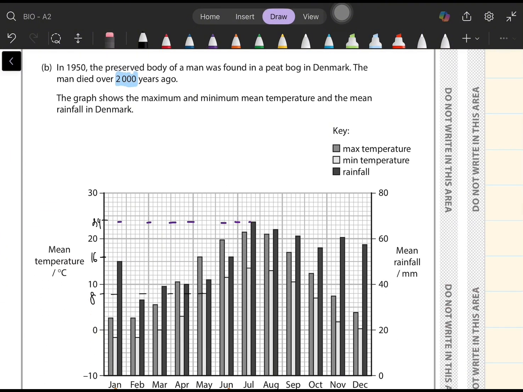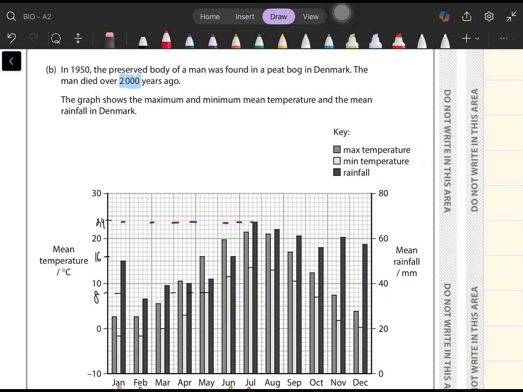In 1950, the preserved body of a man was found in a peat bog in Denmark. The man died over 2000 years ago. The graph shows maximum and minimum temperature and the mean rainfall in Denmark. So, max temperature, mean temperature, and rainfall. Let me just mark this up. This is the max temperature, mean temperature, and this is the mean rainfall.